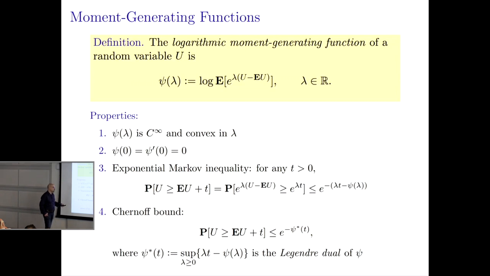When you have a good idea of this psi, you can see the left-hand side does not involve lambda, the right-hand side does. So you optimize the right-hand side over lambda. And when you do it, you see that the tightest bound of this sort involves e to the minus psi star of t. Psi star is simply the Legendre dual of psi. Psi doesn't have to be convex, but in general it is convex because it's a log moment generating function. But we know that the Legendre transform of any function is always convex. And here I'm taking the supremum only over non-negative lambdas. This is the Chernoff bound.